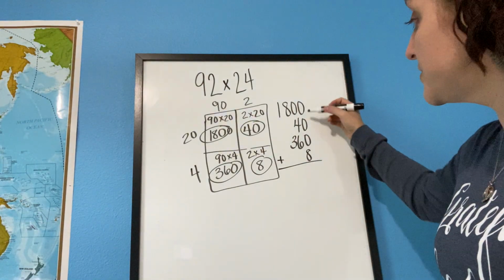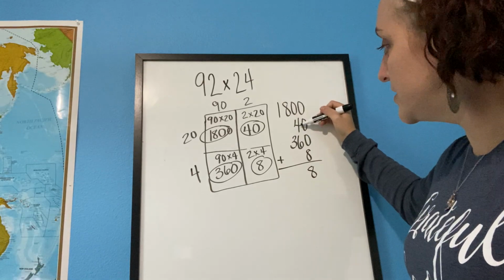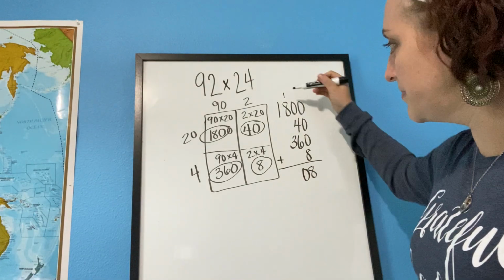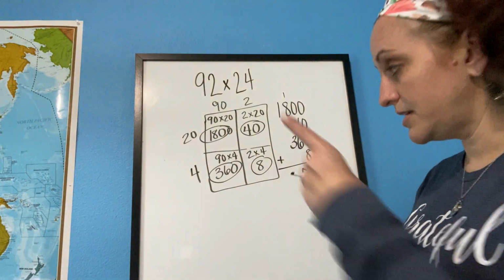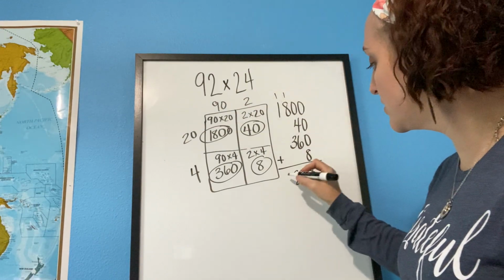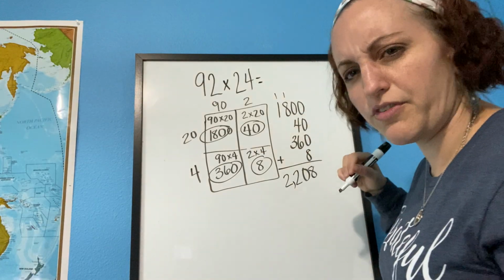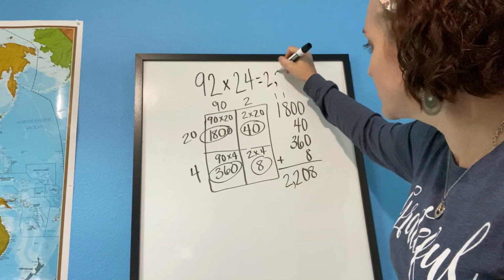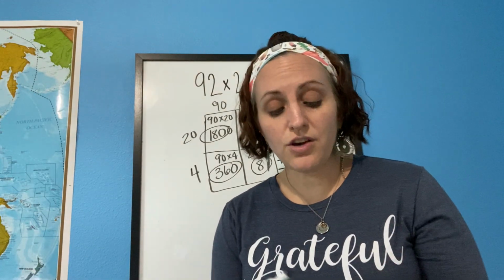All right, so 0 plus 0 plus 0 plus 8 is 8. 0 plus 4 is 4, plus 6 more is 10. Write my 0, regroup my 1. 1 plus 8 equals 9, plus 3 more, 10, 11, 12. Write my 2, regroup my 1. 1 plus 1 equals 2. So my total number of whatever this one was, I don't remember now, was 2,208. All right, so hopefully this was helpful to you.